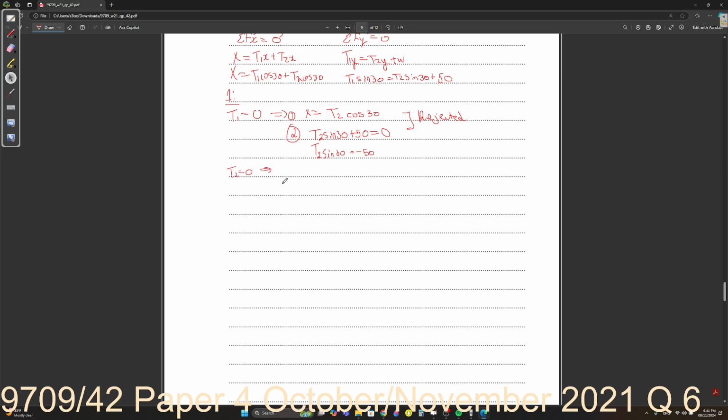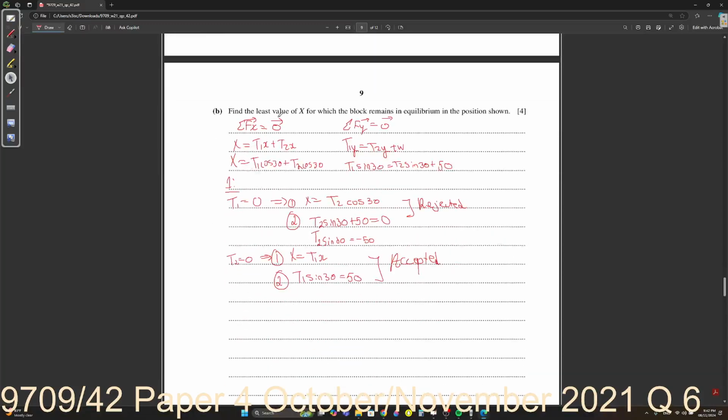How about now if T2 is equal to 0? We're going to get that x is equal to T1x as our first equation. And as our second equation, T1y is going to be equal to 50. Over here, I'm copying this one. Actually, I'm going to say T1 sine 30, it's better. T1 sine 30 is equal to 50. This is completely fine. This is accepted.